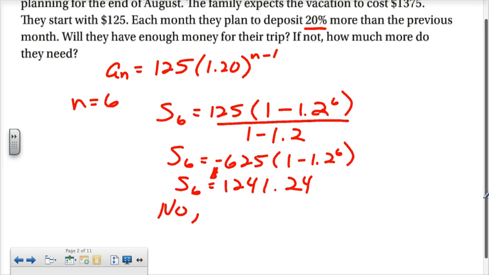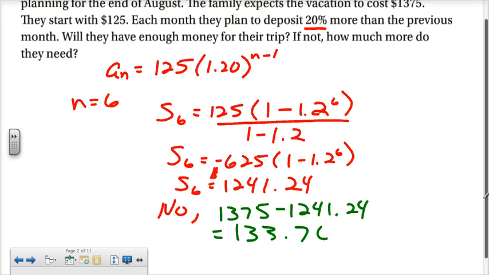Well, they're going to need to take 1,375 minus $1,241.24 to figure that out. So 1,375 minus 1241.24 is $133.76. So they'll have to figure out a way to get a little extra money to go on their trip.